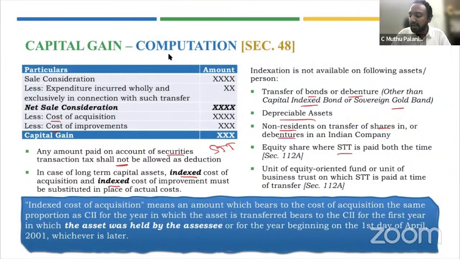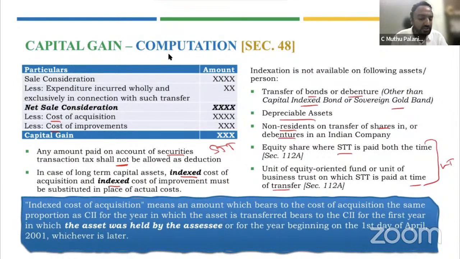Equity shares where STT is paid at both times: that is long-term capital gain on listed equity shares where securities transaction tax is paid both at the time of purchase and at the time of sale. That is covered under section 112A. Indexation is not available for that also. Similarly, for mutual fund units where STT is paid at the time of transfer, there is no indexation. So for these two, even though it is long term, there is no indexation.